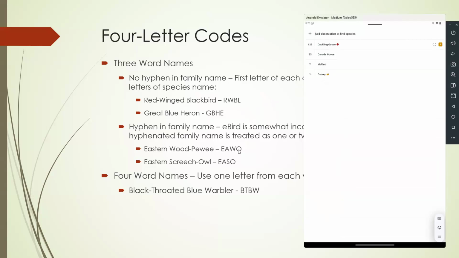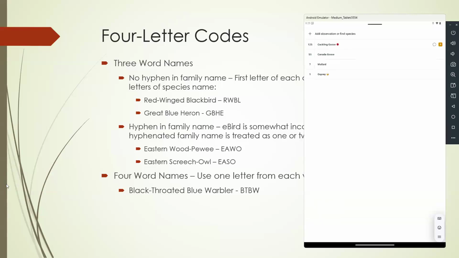And then last but not least, 4-word names go back to fairly easy territory. You take 1 letter from each name. So black-throated blue warbler is BTBW. We don't have to put the W in there because there's no other BTB bird.